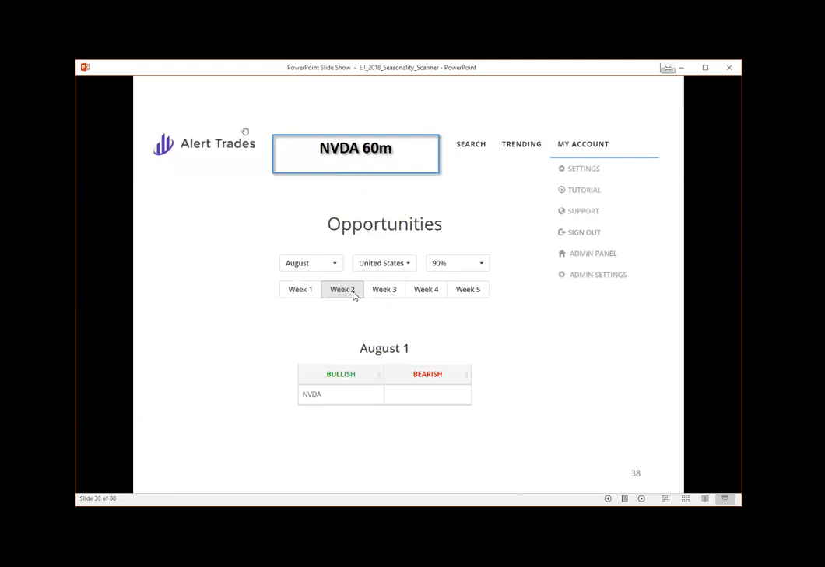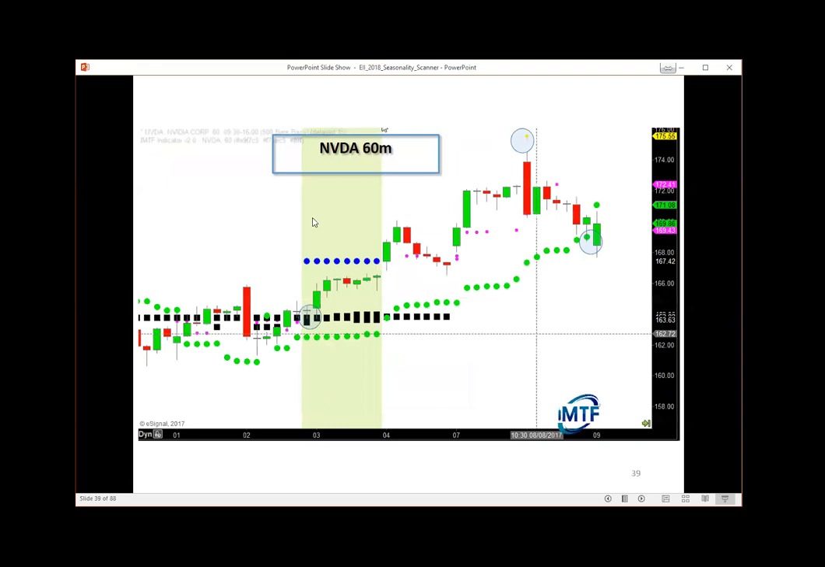So this is basically week two here, 90% we're looking at for the U.S. stock market, and basically NVIDIA came up here. And if you look here, we went to a 60-minute time frame. We looked for a setup on a 60-minute, and you could see the green shade here, which means bullish. Then you have these black squares here, which is the support. So we entered a pullback trade right there. The green dots was our risk, and we basically sat there and took this all the way up to there. This gave us over a 7-to-1 reward risk ratio right there, okay?